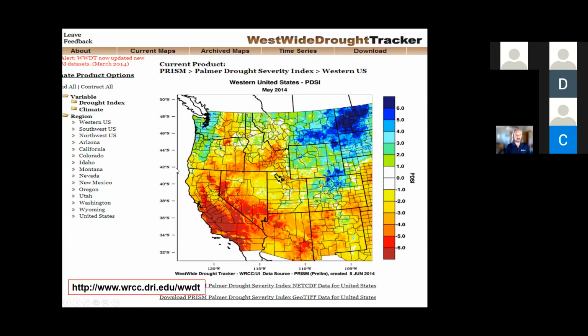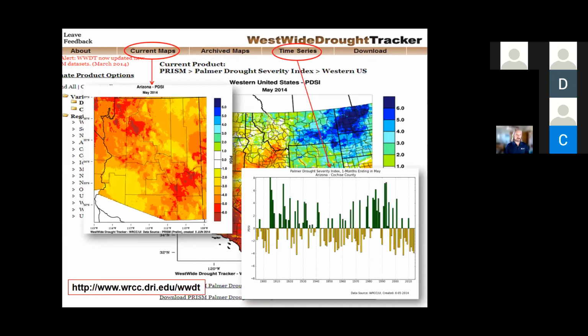The West Wide Drought Tracker site has lots of information across the region for temperature and precipitation and these different drought indices. You can get current maps as well as archived maps, and then you can also get time series. So if you really wanted to understand this particular year in the context of, say, the last 120 years, you'd get a nice time series like you see down there in the lower right.